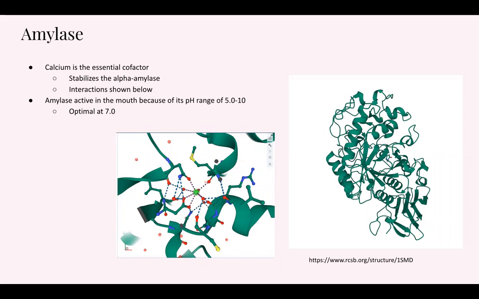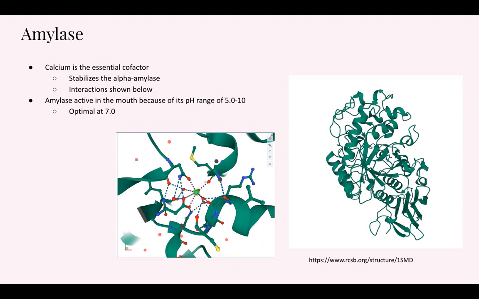Calcium binds to amylase, and this process is irreversible, meaning its delta G value is extremely negative and cannot be overcome. This is done through hydrogen bonding and metal coordination, which is a ligand binding to ions, in this case, water molecules, which then form hydrogen bonds with the amylase. These interactions stabilize the substrate binding site.